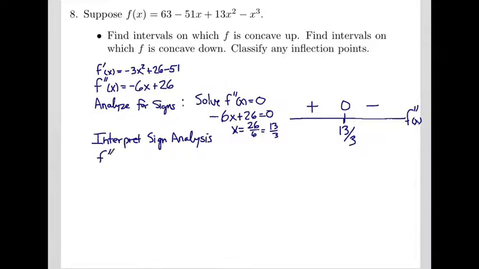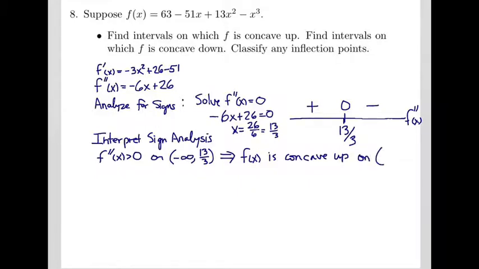We look at our sign analysis, and wherever the second derivative is positive, it allows us to determine where f double prime is greater than 0, which is on the interval negative infinity to 13/3. This implies that our first derivative is increasing, which is what it means to say that f of x is concave up. So we say f of x is concave up on negative infinity to 13/3.